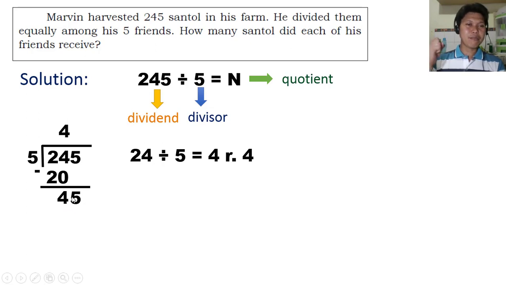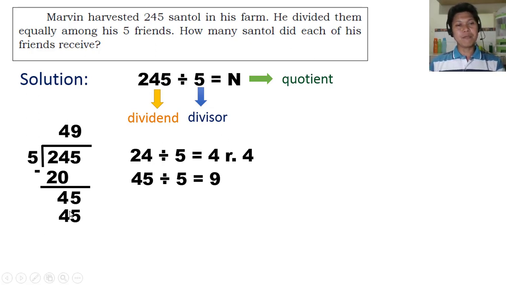So, skip count ka lang. 5, 10, 15, 20, 25, 30, 35, 40, 45. Eksakto. Walang remainder. 9 ang sagot. So, we are going to write 9 here. Katapat ng 5. And then, 5 times 9 is obviously 45. Walang remainder. And then, 45 minus 45 is 0. And wala ka nang kailangan i-bring down. So, that's the time that we are going to stop.